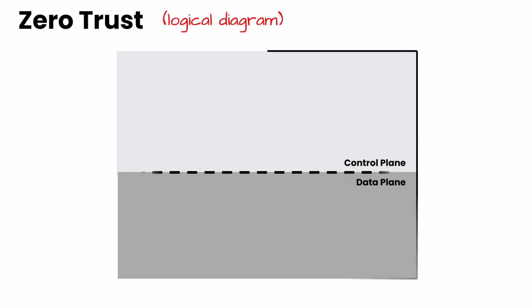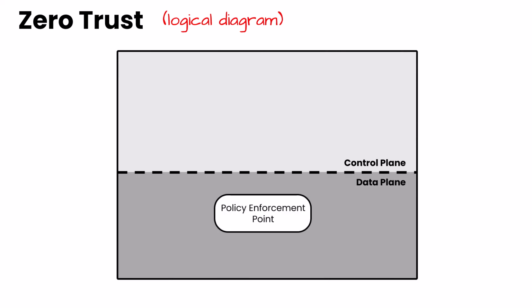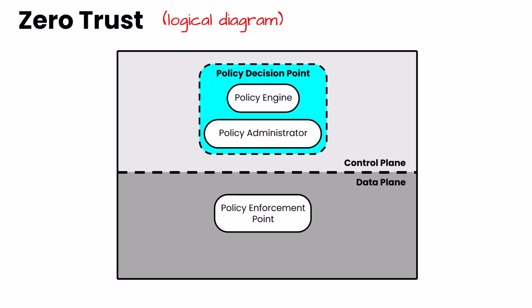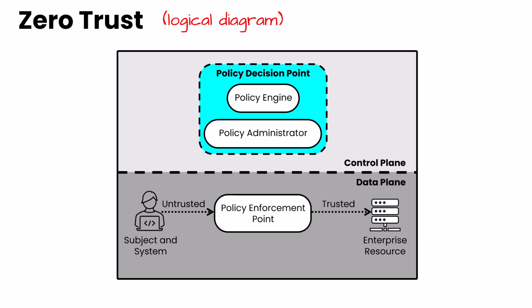So let's look at a logical diagram of the zero trust concept we've been talking about here. So we have the control plane and the data plane. And in the data plane, we have the policy enforcement point. In the control plane, we have the policy decision point, which is comprised of the policy engine and the policy administrator. We have our system and subject, which make the request, and the policy enforcement point will enforce the final decision there and, if granted, give the subject and system access to the enterprise resource.